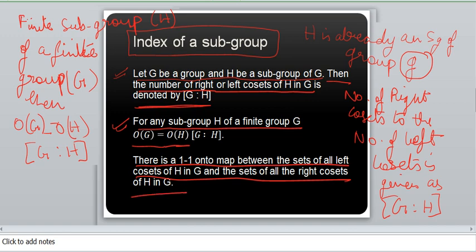There is a one-to-one mapping, my students. That's what it's trying to say: a one-to-one mapping between all the left cosets of H in G and all the right cosets of H in G. Okay, moving on to our next point.